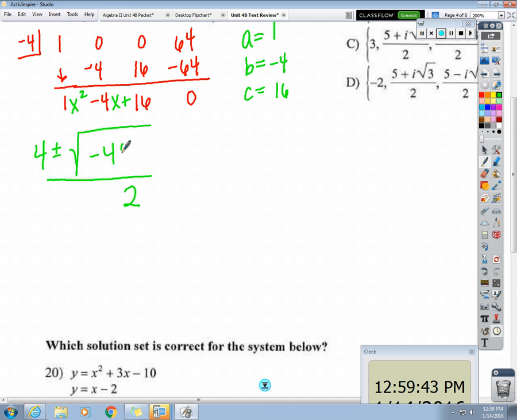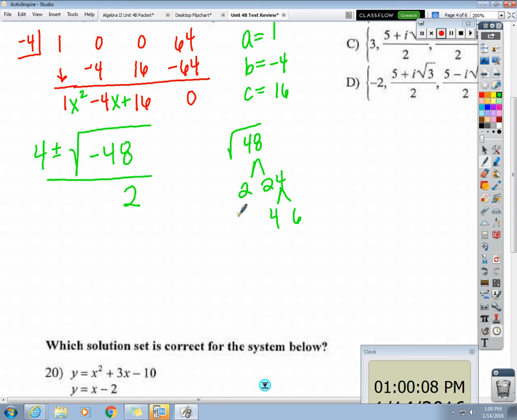-48. Okay, is that a perfect square? No. Okay, so what do we have to do when it's not a perfect square? Factor tree it. So what are the factors of 48? Okay, you could start there. 2's prime, so we got to break down 24. Okay, let's go with 4 and 6.